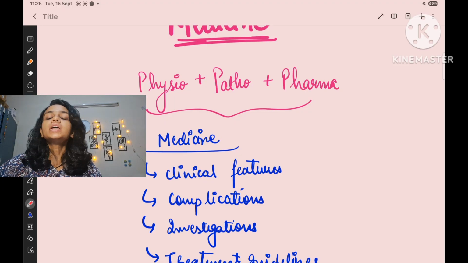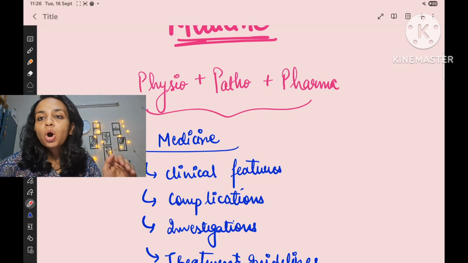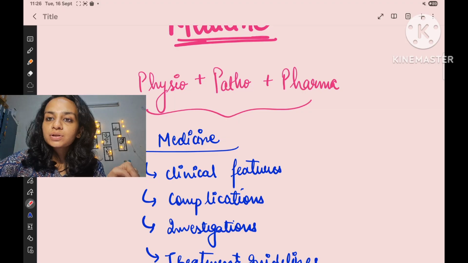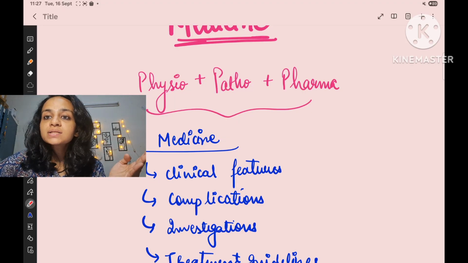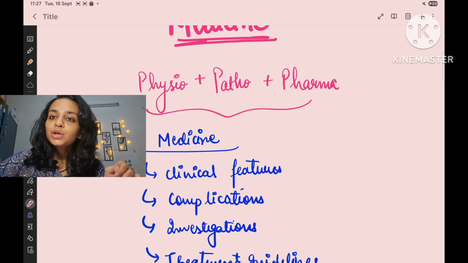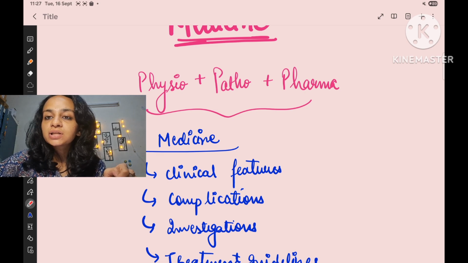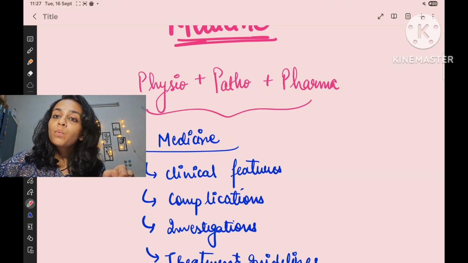First start with physiology. In physiology, you will study how our normal body functions. Then in pathology, you will study what are the diseases, how are they affecting us, and in what ways they are causing harm to our body. In pharmacology, you will study particular classes of drugs, how they act, their side effects, their indications at all. So what is medicine then?